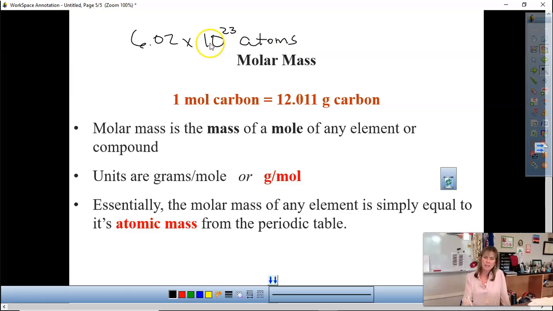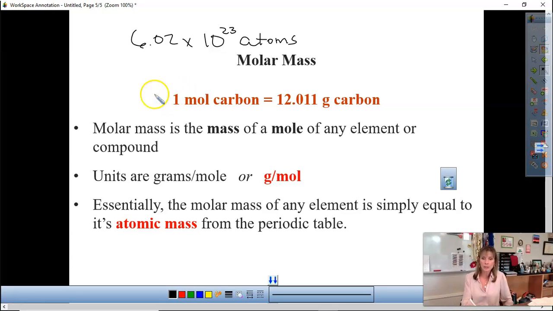Think about how big that is. That's 6.02, and then you got 21 zeros behind it. That's a lot of atoms. So we have to use molar mass to talk about the mass of atoms, because it's hard to fathom how small an atom is. So we have 6.02 times 10 to the 23rd of those atoms in 1 mole. So we count things using the mole.